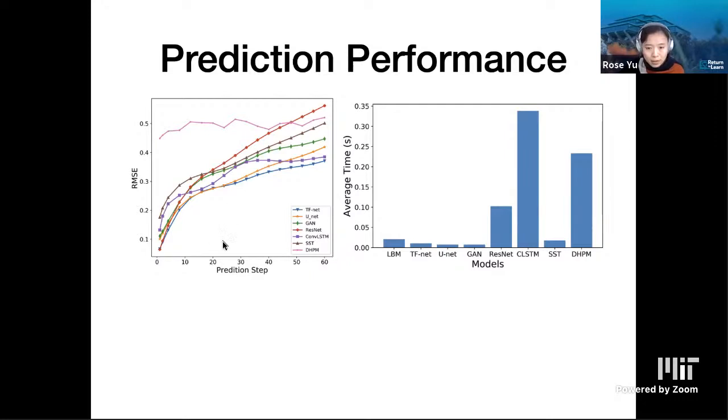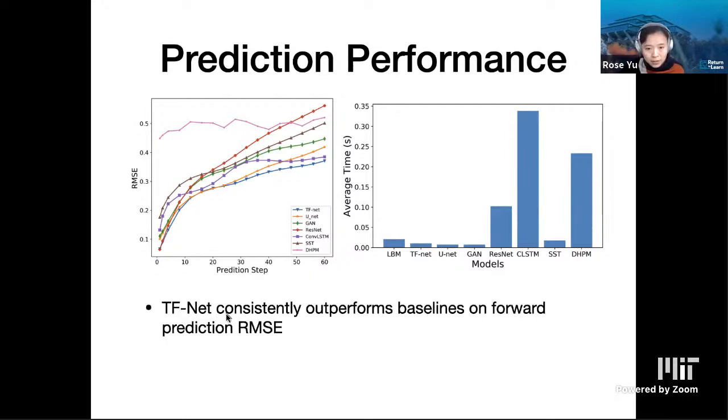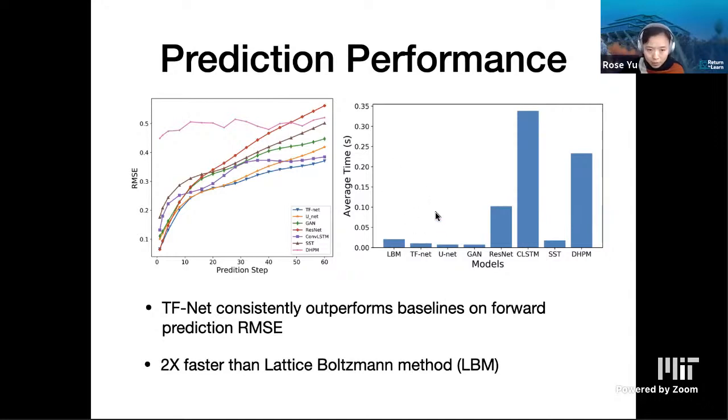And we can see that TFNet consistently outperforms the baselines in forecasting MSE and RMSE. And most importantly, the runtime of our model, TFNet, is only half the time of the lattice Boltzmann method, which is a numerical method that was used to simulate the ground truth turbulence.